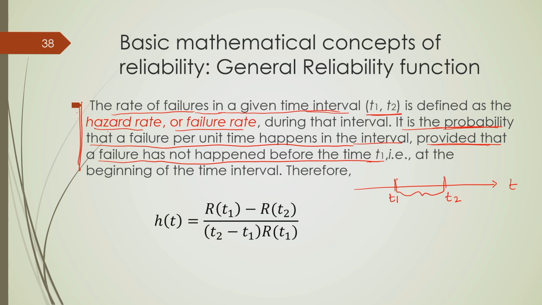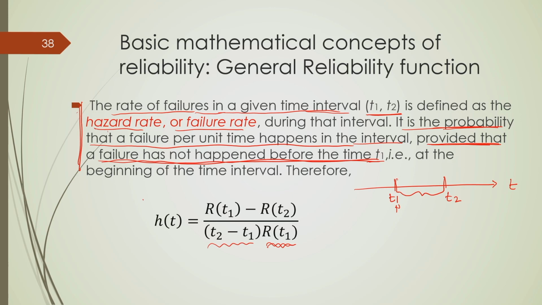This is also a conditional probability, provided that the failure has not happened before this time t1. So, before this interval we assume that there is no failure, the component was fully reliable. And that is why it is represented mathematically as the difference of reliability R(t1) minus R(t2), over the unit time interval t2 minus t1, divided by R(t1), where R(t1) is equal to 1 if the condition is satisfied, that a failure has not happened before the time t1.